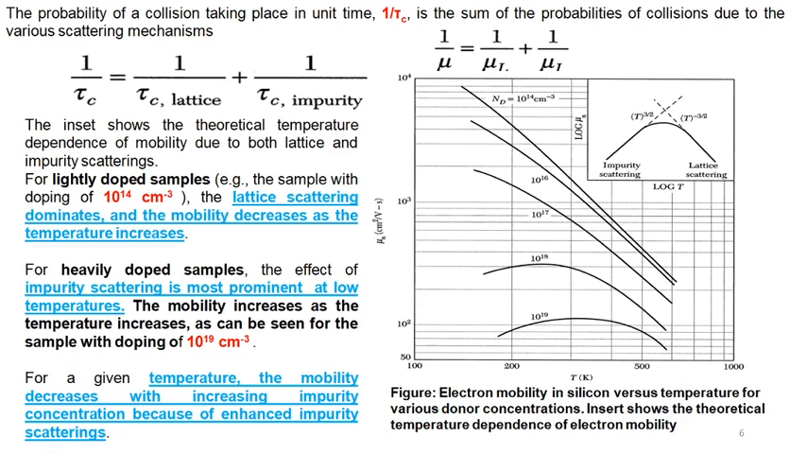For heavily doped, if you go to 10 raised to 19 per centimeter cube, that is heavily doped, then impurity scattering is the most prominent at low temperature. If you say temperature less than 200, then here mobility increases as the temperature increases, as shown in the figure. And from this we can conclude that temperature is one factor which plays a very vital role, and the mobility decreases with increasing impurity concentration because of the enhanced impurity scattering.